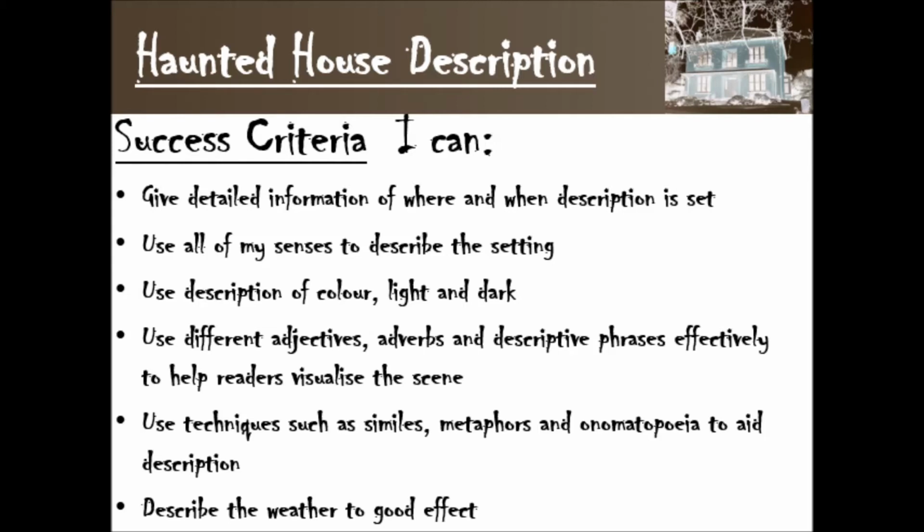Use all of my senses to describe the setting. Use colour. Use description of colour, light and dark. Use different adjectives, adverbs, and descriptive phrases effectively to help readers visualise the scene. Use techniques such as similes, metaphors, and onomatopoeia to aid description.